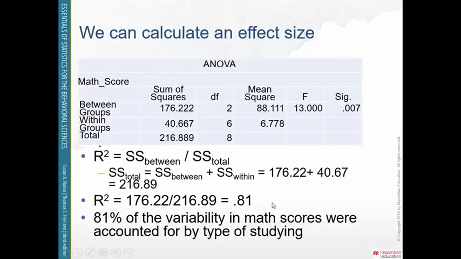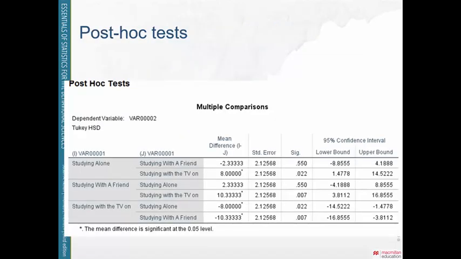Okay. So we can calculate our effect size first of all. Sums of squares between over sums of squares total. So sums of squares between is 176.22 over sums of squares total, which is between plus within, which gives you 216.89. So 176.22 over 216.89 is 0.81. 81% of the variability in math scores was accounted for by type of studying. Okay, now on to our comparisons.